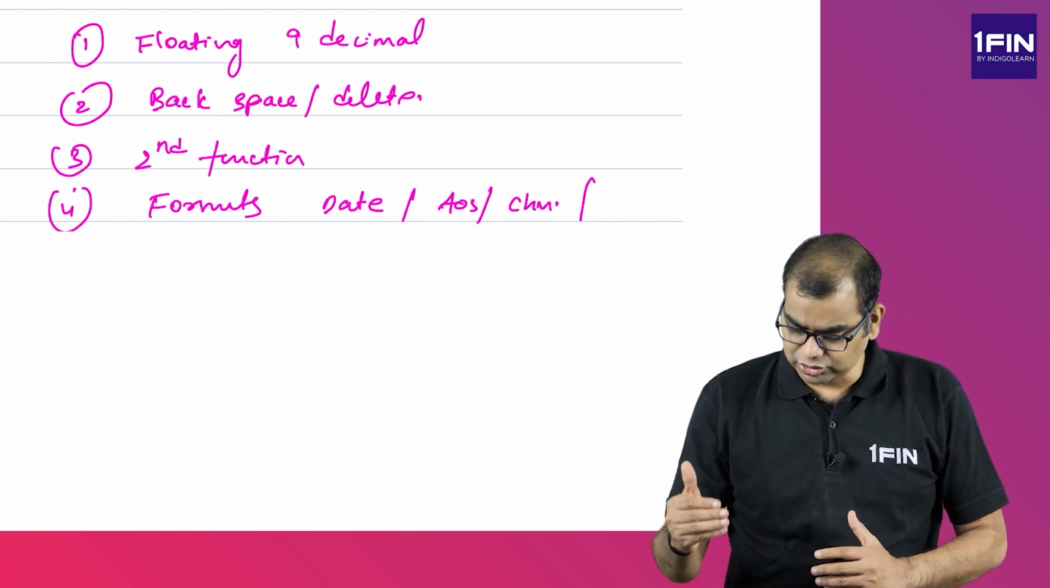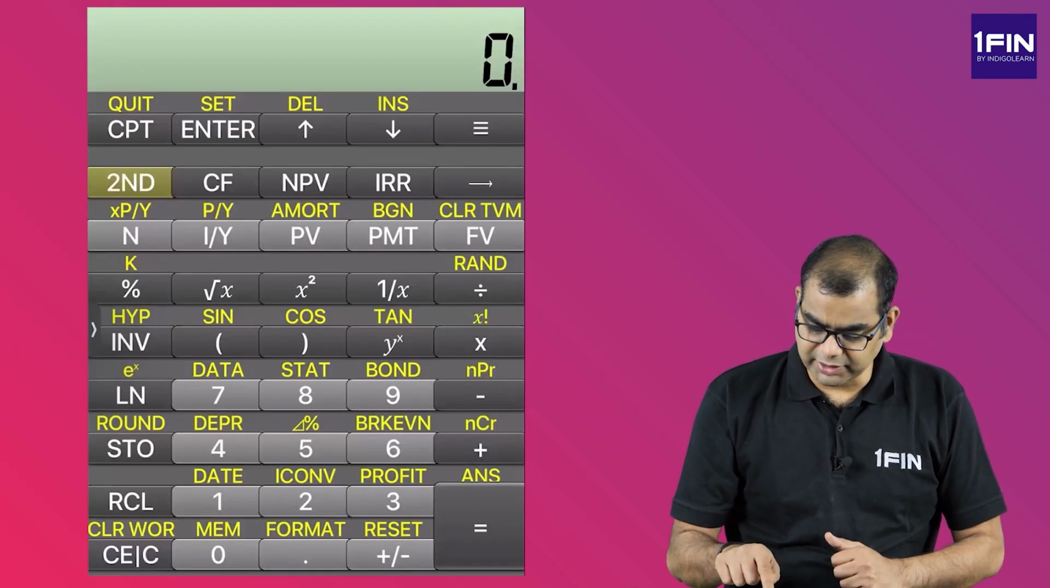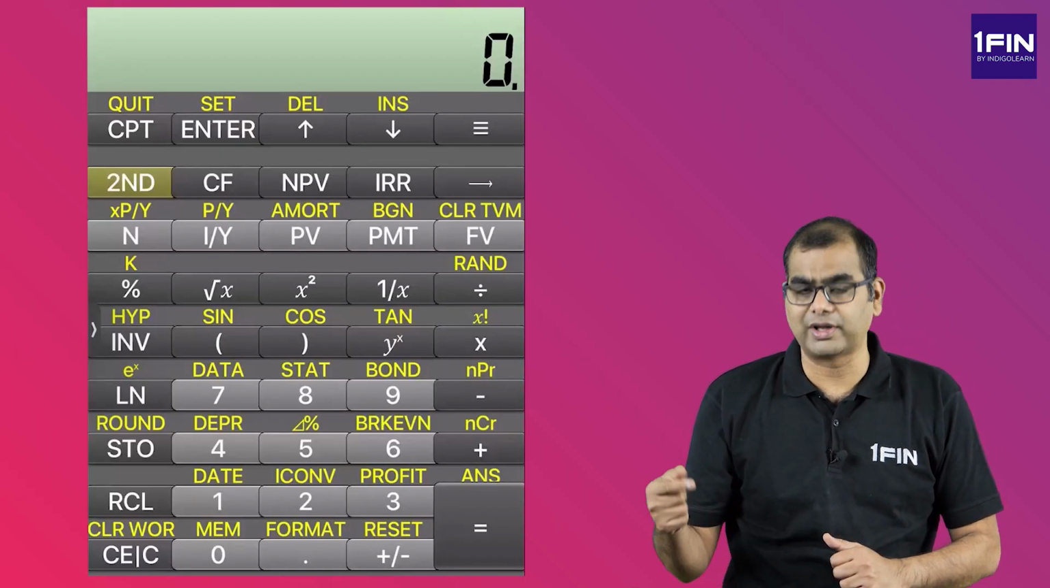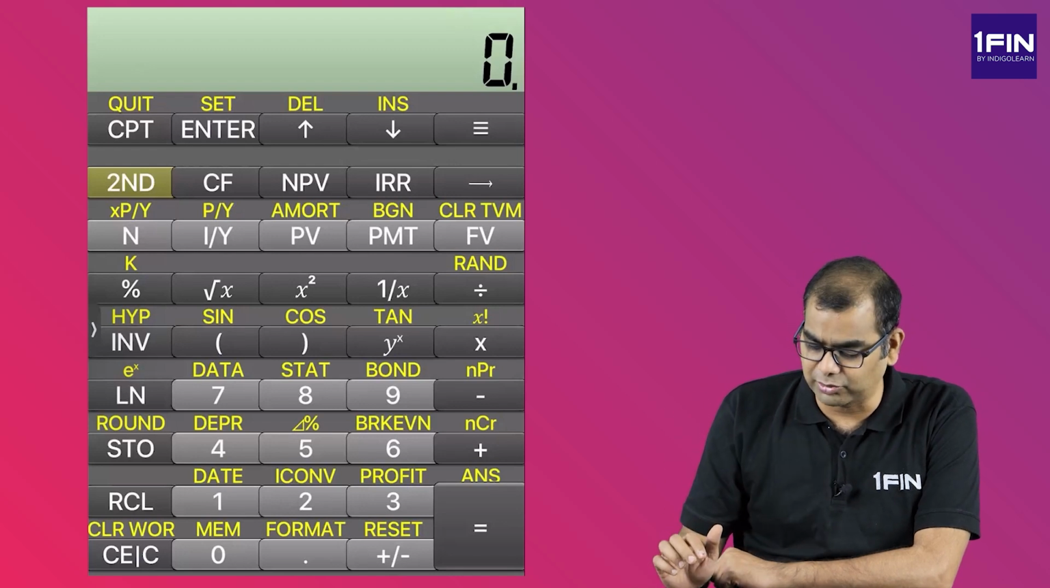Basically the 1, 2, 3, 4th row, right? What you are seeing on screen. This particular row where percentage, square root, x square, 1 by x, divided by. Now percentage and divide by you typically know, so let us not bother about that.